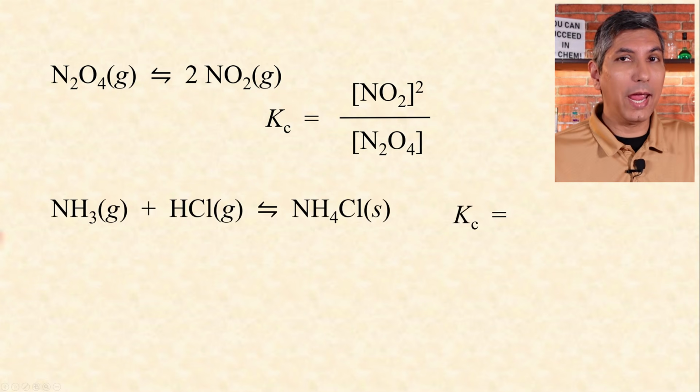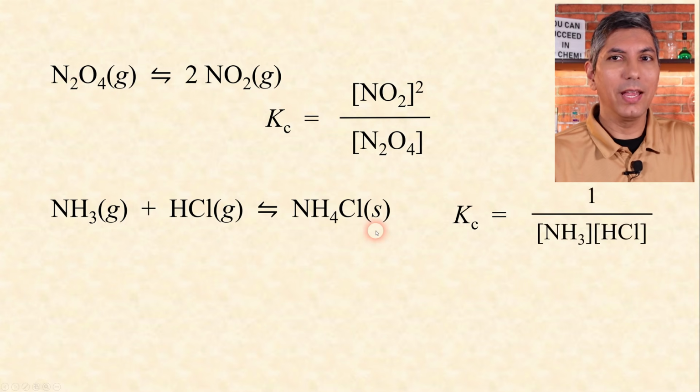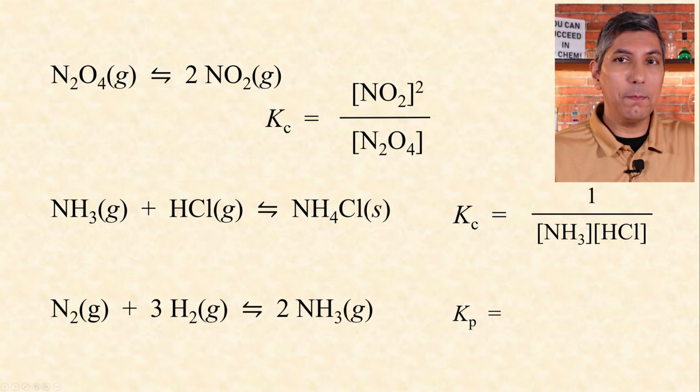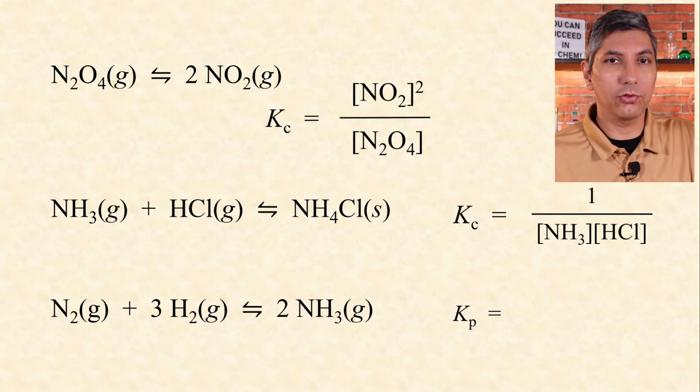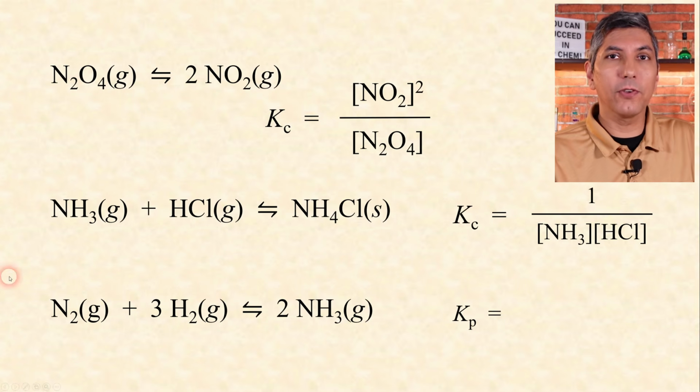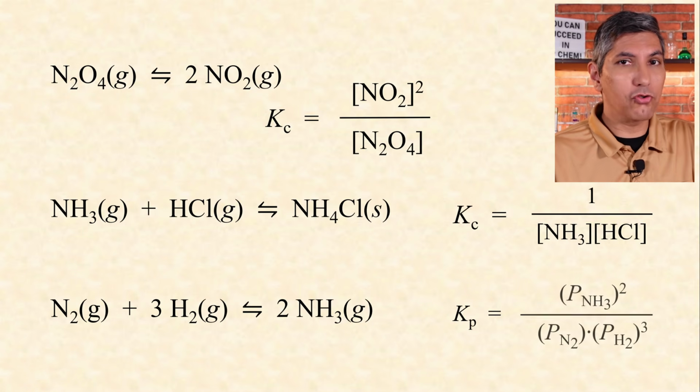So since there are no gases or aqueous solutions on the product side, the numerator is just 1. In the denominator, we have NH3 times the concentration of HCl. What if we want to write the Kp expression for this reaction? Remember, Kp is written in terms of partial pressures, not concentrations. So we can't use brackets for this one because brackets specifically refer to concentration in molarity. So Kp equals the partial pressure of NH3, quantity squared, over the partial pressure of N2 times the partial pressure of H2 cubed.